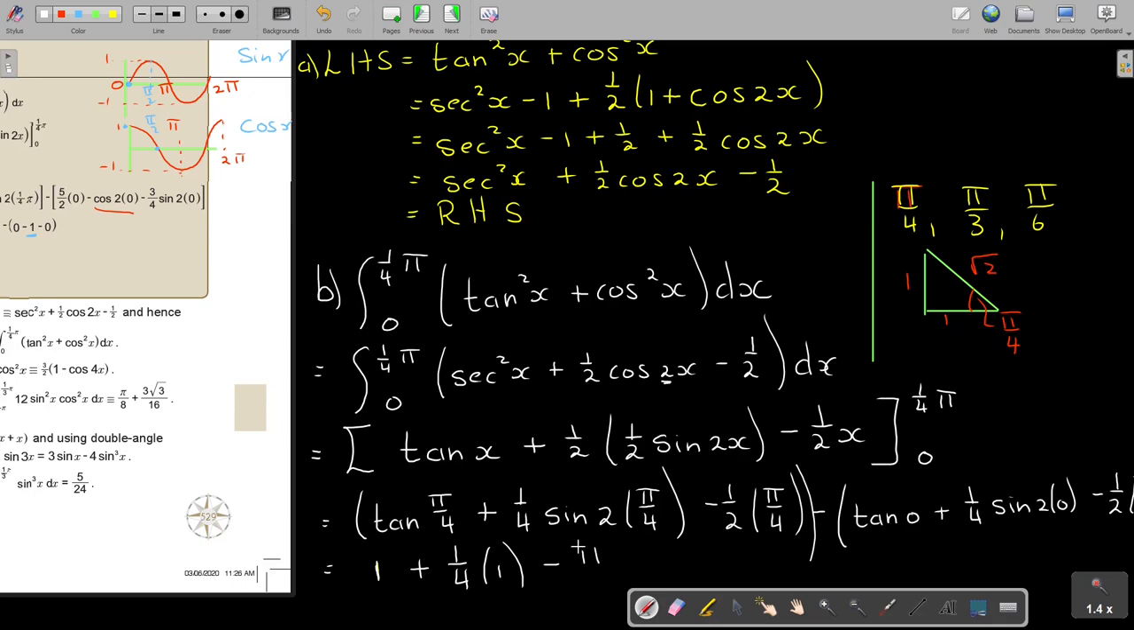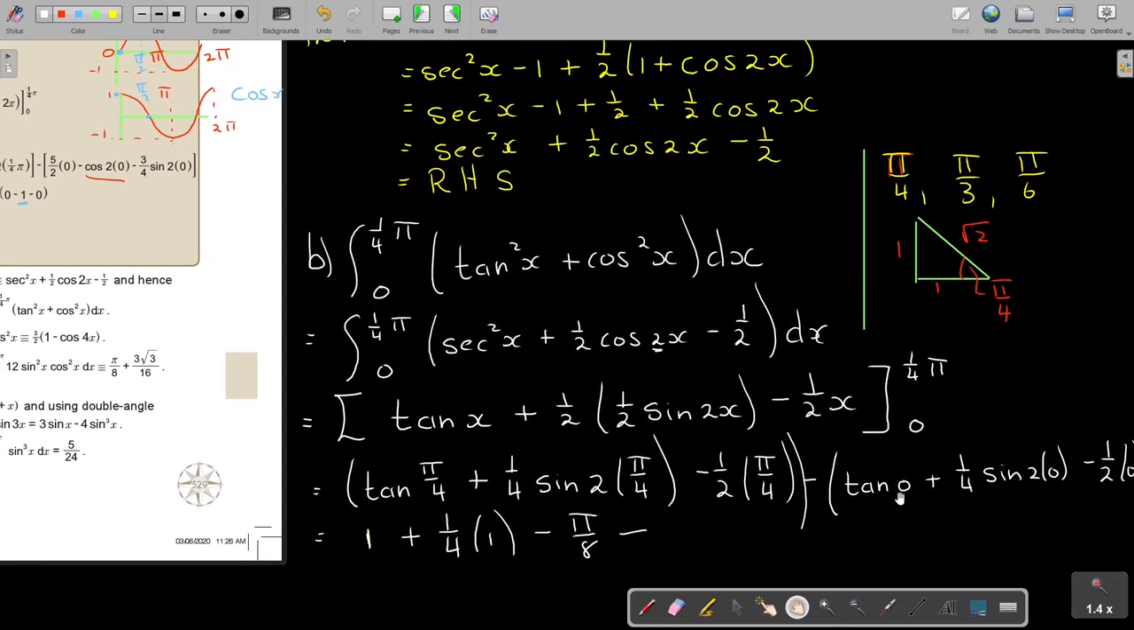Minus, this is pi over 8. Minus, okay. Just remember to multiply in. So tan 0. Now, I didn't draw the tan graph here. Let's just draw it here. The tan graph is at 0. But at 0, it's just going to be 0.